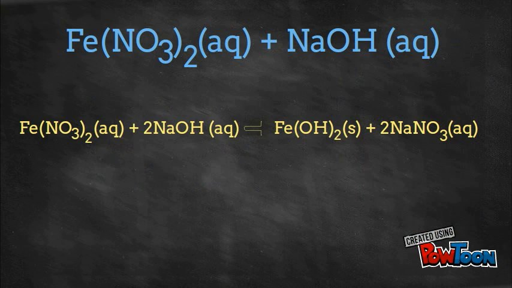precipitate. In blue, there are two aqueous solutions, iron nitrate and sodium hydroxide. In yellow, there is a sample precipitation reaction for these two reactants. The product side has iron hydroxide and sodium nitrate. Iron hydroxide is a solid and is a precipitate in this reaction.